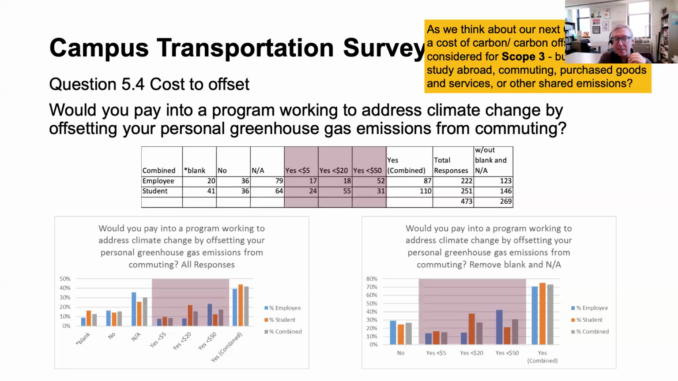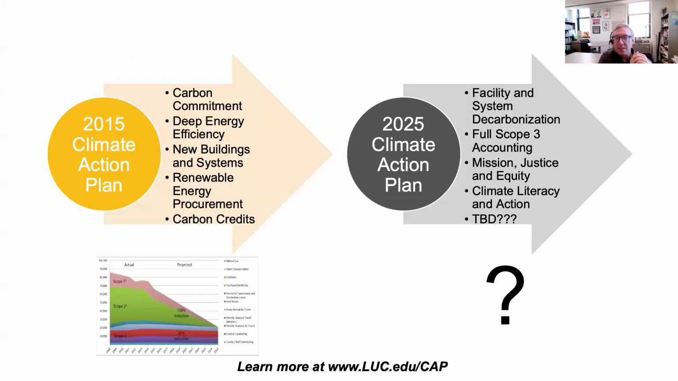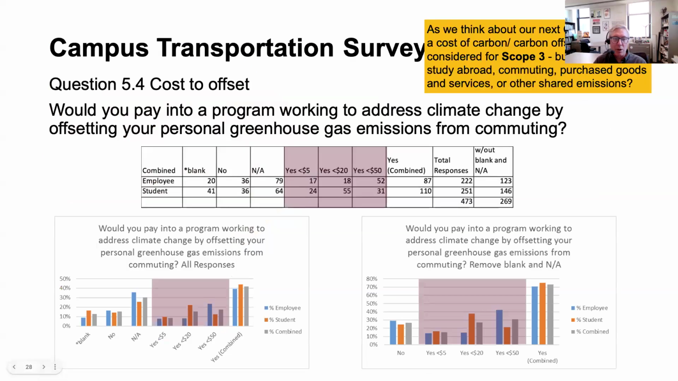And I think if you click on the next slide, this is how I'm thinking about our next climate action plan, I call it CAP 2.0. What might offsets look like when we get into more full scope three accounting? What might offsets look like with our decarbonization runway out into 2045? So these are some things I'm wrestling with, and hopefully we can share or talk about more in question and answer.